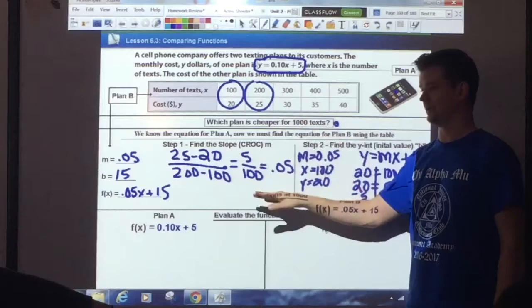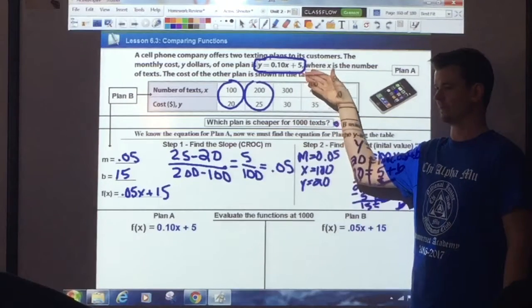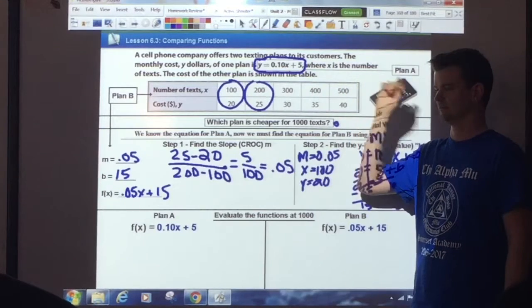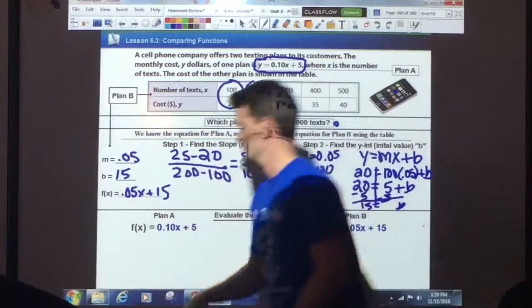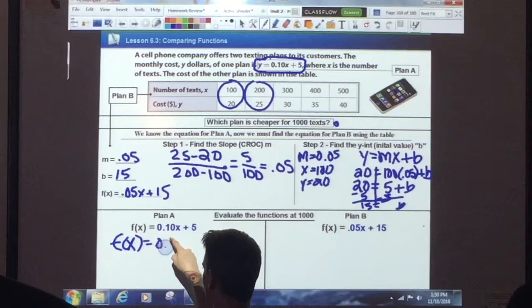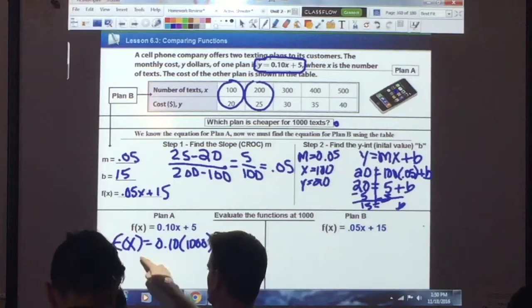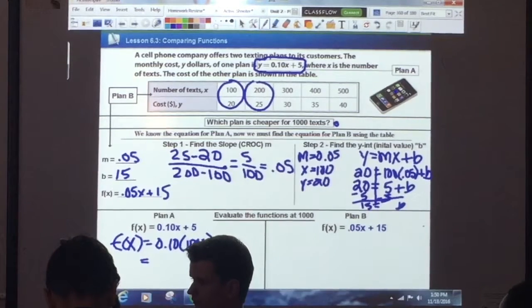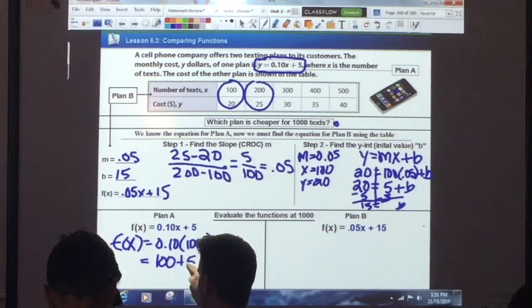Well, we want to evaluate plan A, but for 1,000 text messages. So I look at the table, text messages, is that X or Y? X. So that means we're going to substitute in 1,000 for X. So we'll write f of X is equal to 0.10 times 1,000 plus 5. When you perform the multiplication right here, what do you get? I get 100. Don't forget to add the 5.